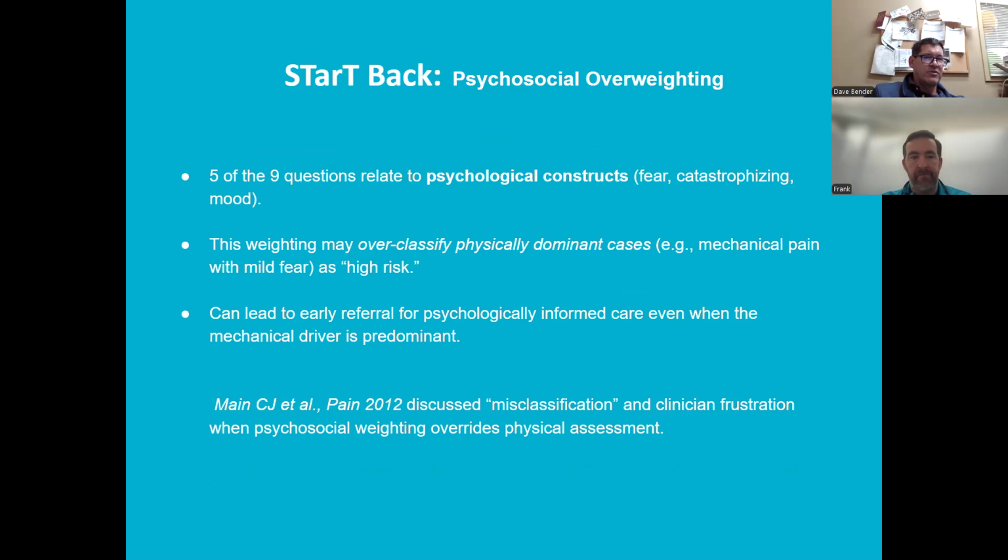Again, one thing about the STarT Back tool is the psychosocial overweighting, where 5 of the 9 questions relate to psychological constructs. This weighting may overclassify physically dominant cases as high risk, because this person is in an acute case and you catch them at that glimpse, but maybe in 2 weeks, this person is no longer in that high-resource-needing category. So in some ways, you may get overweighting because of the phase of injury you're catching this person in, acute versus subacute versus chronic. They may weight differently depending on where you're catching them.